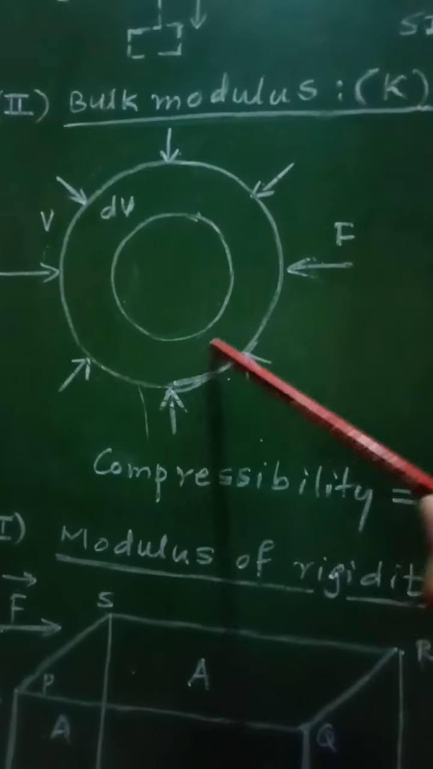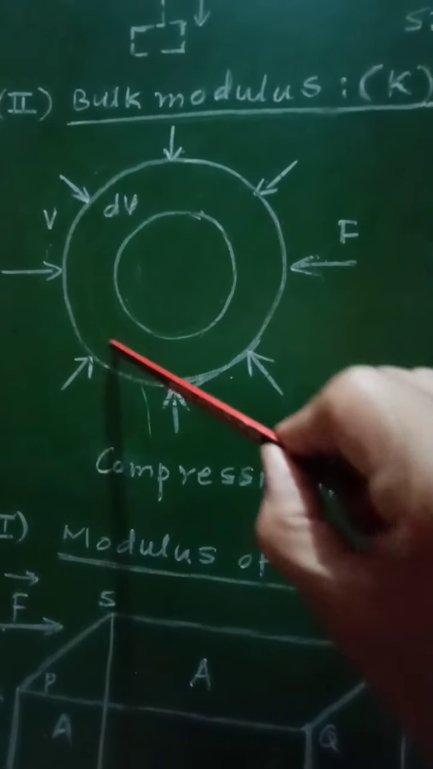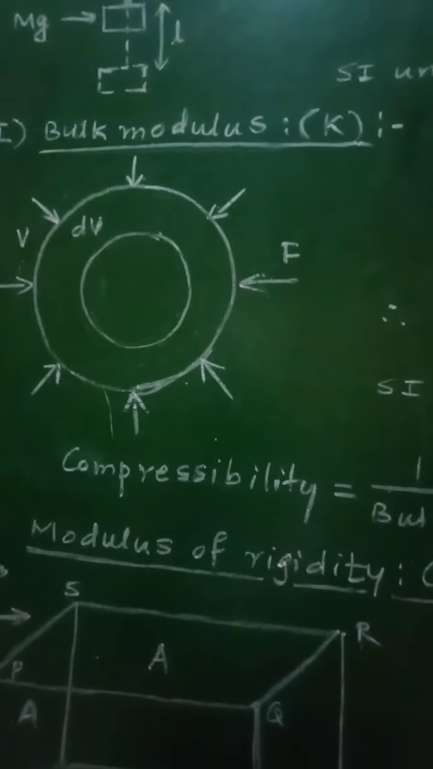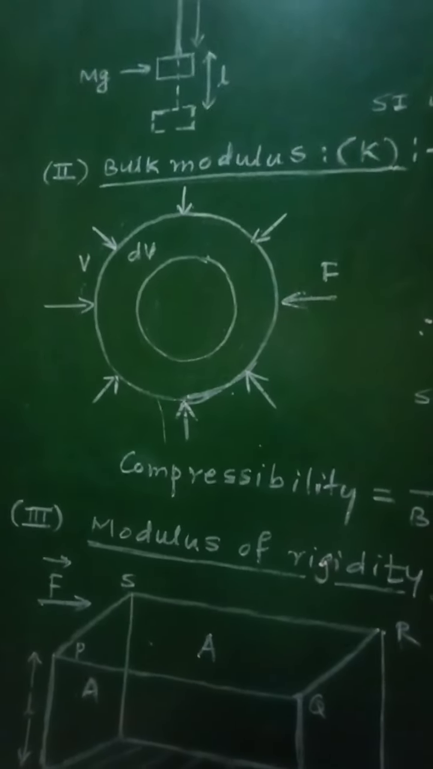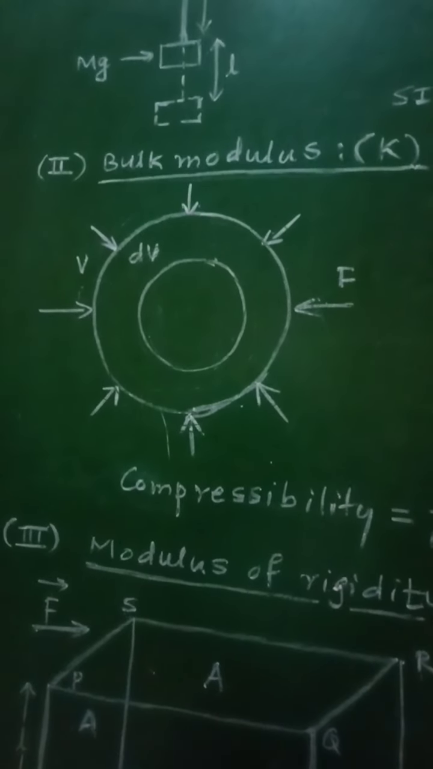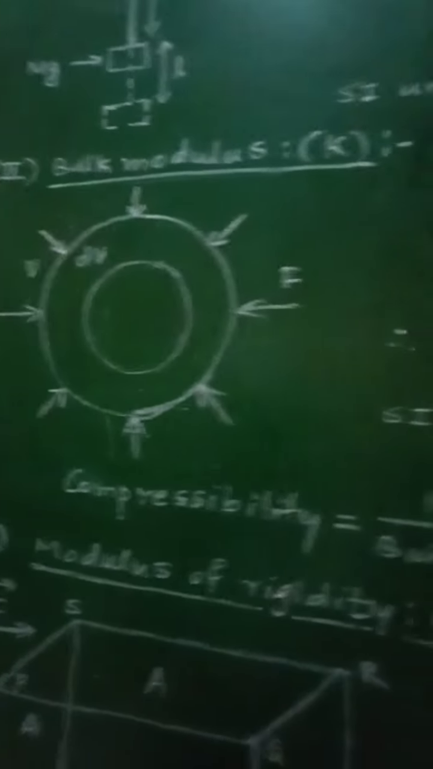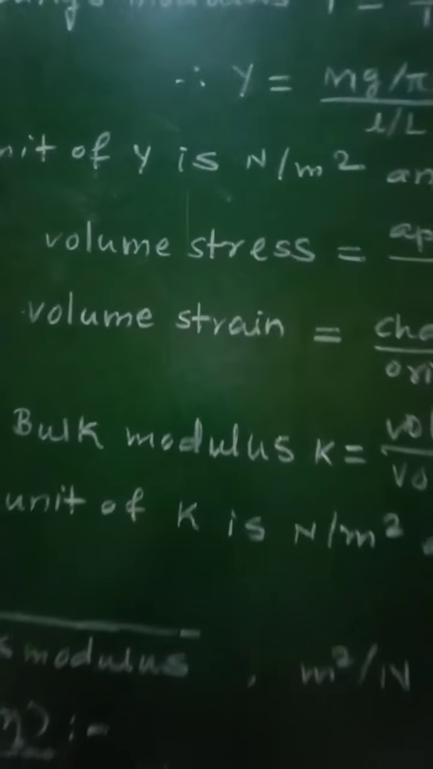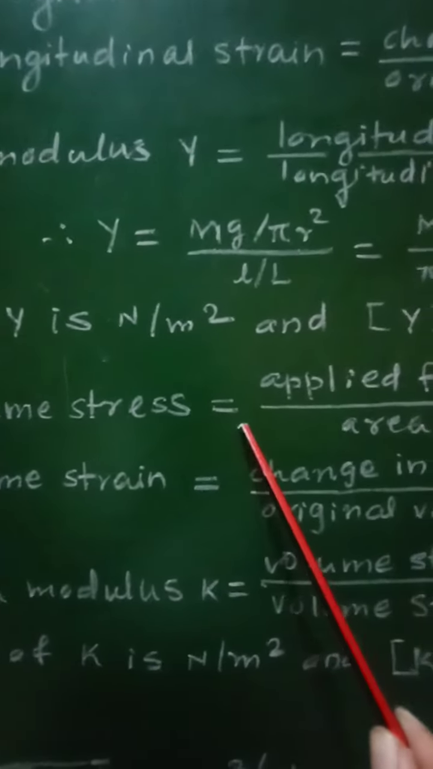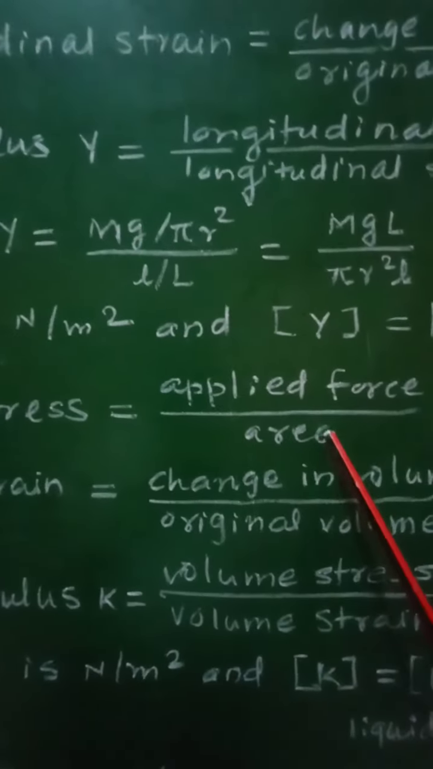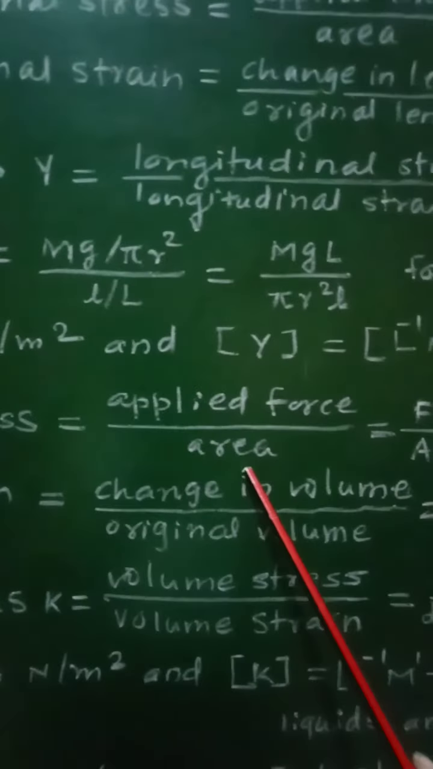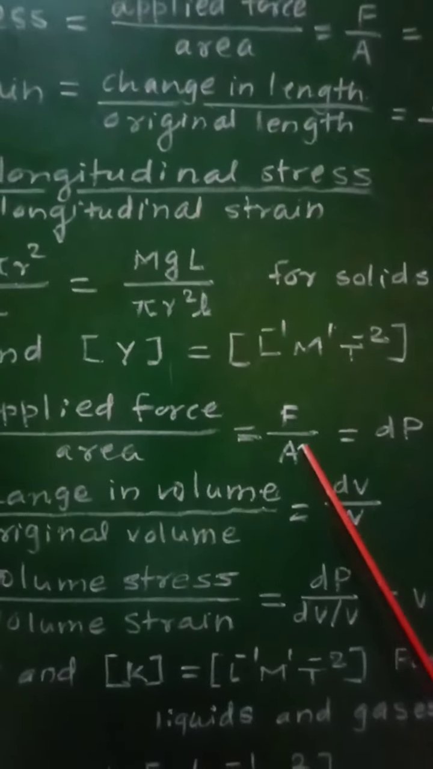So this will be the portion representing the decrease in volume dV. If that is the case, we will define the volume stress and volume strain. Volume stress is given as the applied force per unit area, that is F upon A.